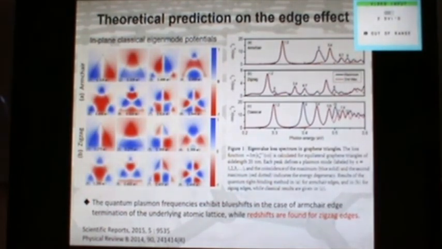What about the plasmon? Armchair and zigzag edges reflect plasmons in different ways. There are two theoretical papers here. The basic conclusion is that the same mode for the zigzag edge has lower energy. It means that the zigzag edge will redshift the plasmon. So can we do an experiment to verify that?